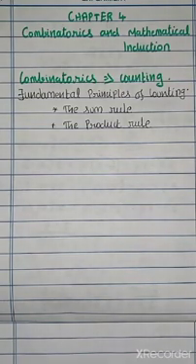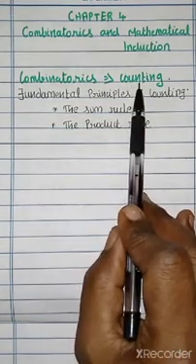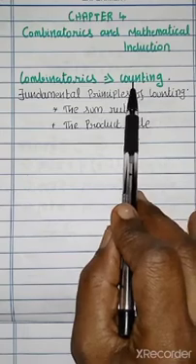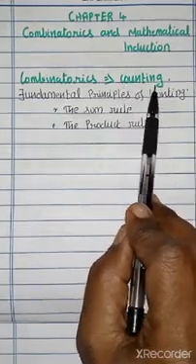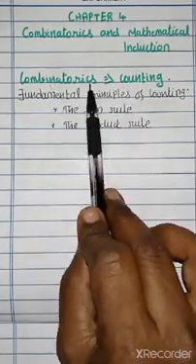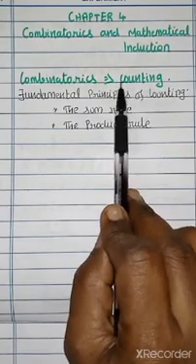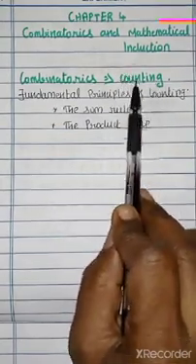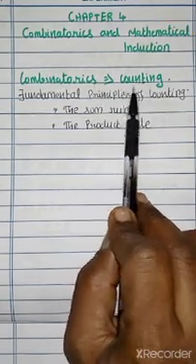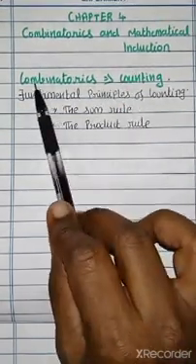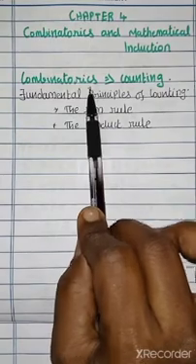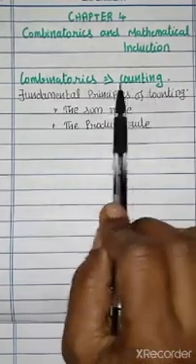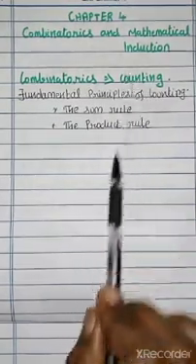Okay, so first we can see what is combinatorics. Combinatorics is a branch of mathematics which is related to counting. That's all. Combinatorics means counting the objects. So counting the objects, we are taking that as combinatorics. What is the need of counting the objects? That we can see later.